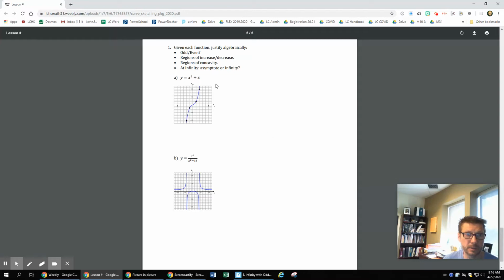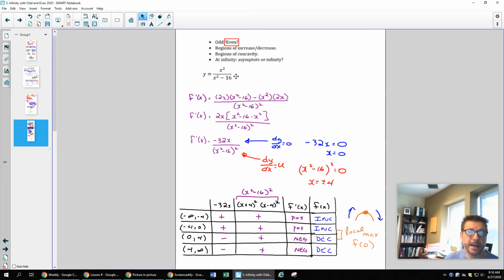Our second example on putting everything together is going to be y equals x squared over x squared minus 16. So again, let's just pop over to my work here. X squared and x squared, so that's an even function. So when we're graphing this, that means the left side of the function is going to match perfectly to the right side of the function. So that's kind of a neat property to have.